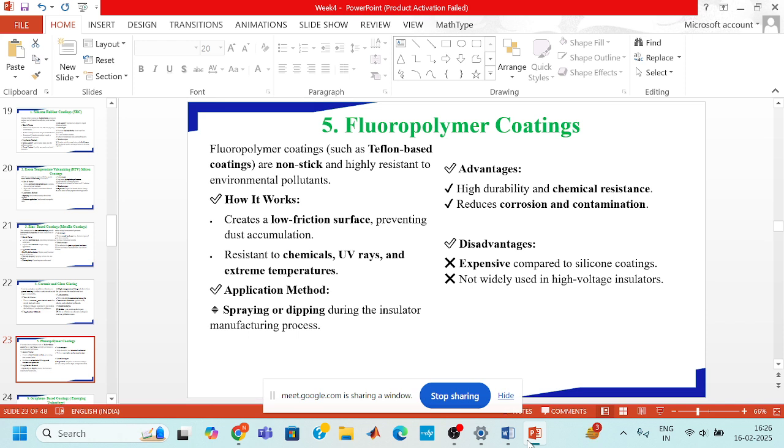The main advantages of using this are high durability and chemical resistance. It also reduces corrosion and contamination, but it is very expensive compared to the silicone coatings and is not widely used in high voltage insulators.